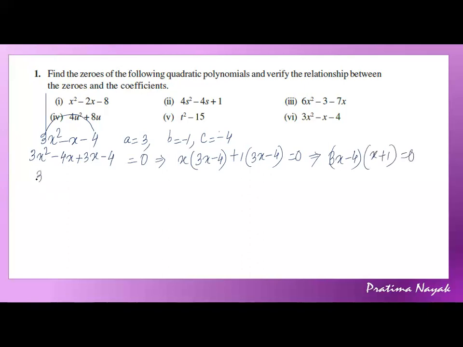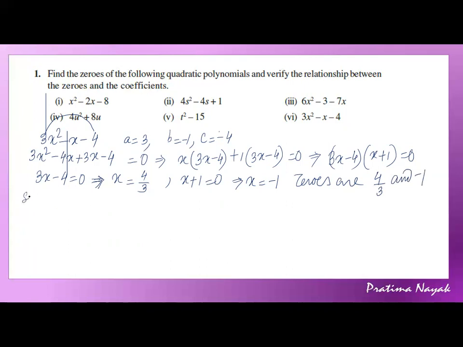So first gives you 3x minus 4 is 0. This gives you x is equal to 4 by 3. And what is this symbol? This implies that it is same as your... or x plus 1 is 0. This gives you x is equal to minus 1. So zeros are 4 by 3 and minus 1. It can be written as alpha and beta.